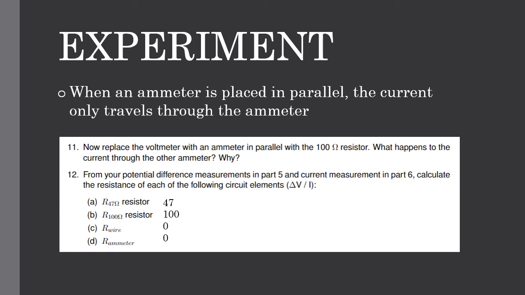And then when the ammeter is placed in parallel, as we see here, the current only travels through the ammeter when it's placed in parallel with a resistor, because the ammeter basically has zero resistance. Also here, we see how I measured using V over I to calculate R, the resistances in each item, the resistors, and the wire, and the ammeter. Again, due to this being a computer simulation, everything's ideal, so what it says is what we get.